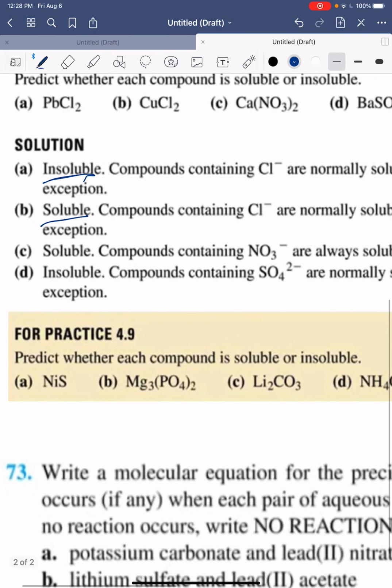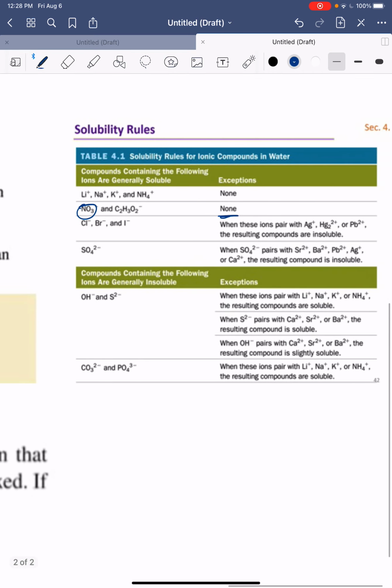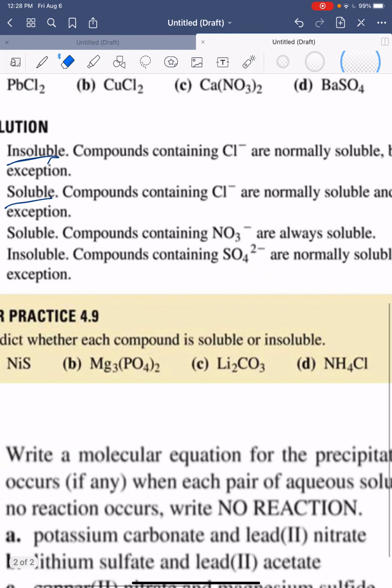So, C, soluble. We have barium sulfate. Let's look at sulfate here. What are the exceptions? Things with sulfate are generally soluble, but if sulfate is paired with strontium, barium, lead, silver, or calcium listed here, it's going to be insoluble. Anything else, sodium sulfate, is going to be soluble. Since calcium is listed there, we know it's insoluble.